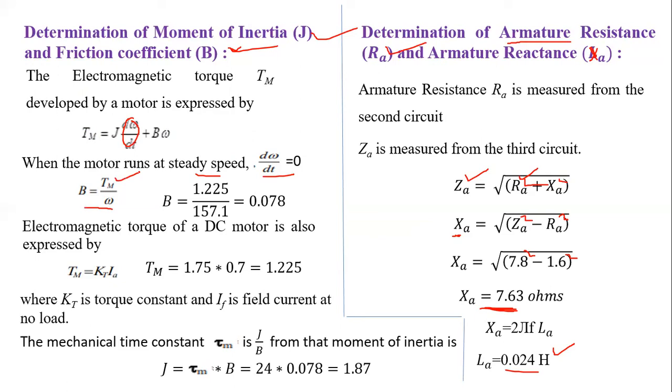In case of a DC motor, torque is directly proportional to the field current and the armature current. If we remove that proportionality, we get a torque constant. That means the equation will be Kt into Ia into If, but it is an armature control method, that's why the field current is constant. So generally we take the armature current only.